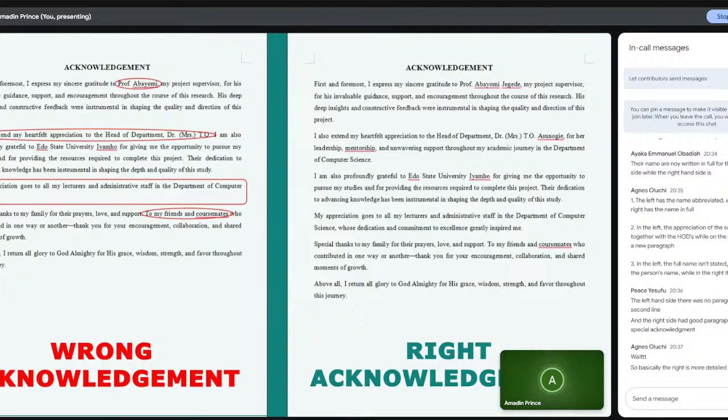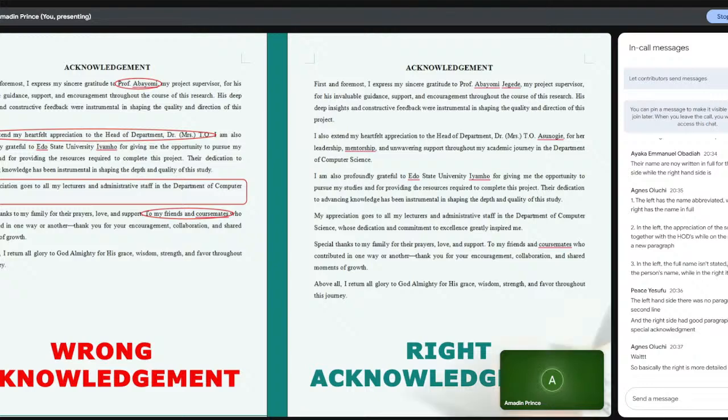Now the third one here is: "My appreciation goes to all lecturers and administration staff in the Department of Computer Science." This is the same thing too. You are appreciating them for what? I don't care about appreciation, but why are you doing it? There is no reason backing it up. That's why it's wrong. The same with the one that says "to my friends and classmates": you are not putting a reason. So if you must make any acknowledgement, you must do it well. Ensure you don't abbreviate. Put the full reason.